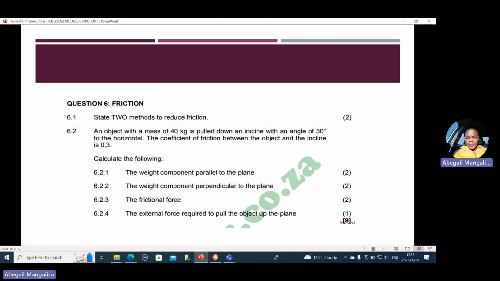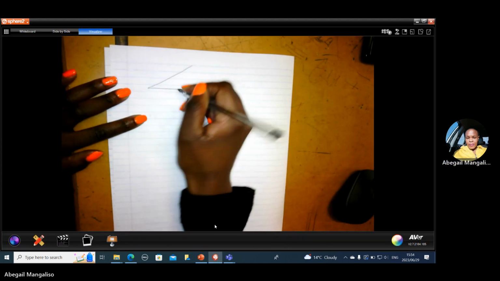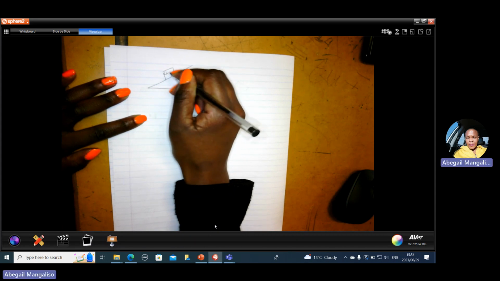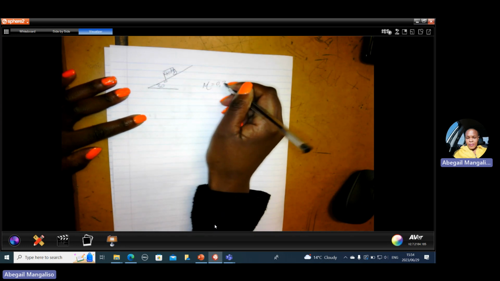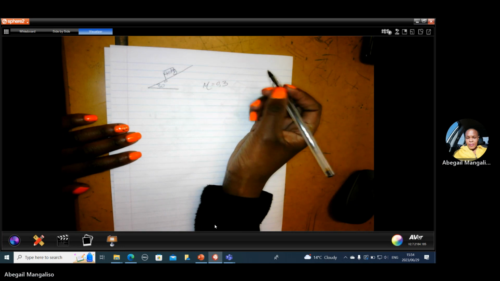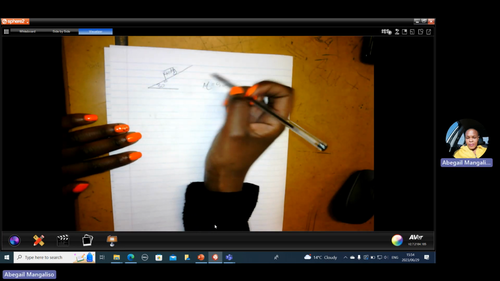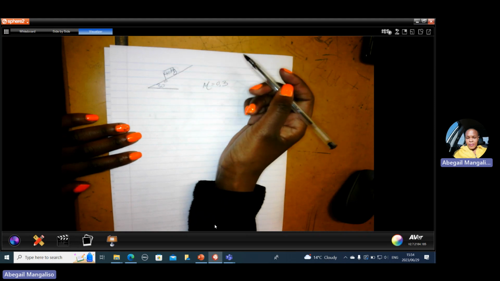Always do the sketch so that whatever you answer, you don't memorize, you just look at the diagram. It is easier when you understand the diagram. So m is 40 kg, the angle is 30, mu is 0.3. Let's look at the solution. m is 40 kg, angle is 30, coefficient is 0.3. So if it's placed on an incline, you sketch and you show all the forces that are acting.